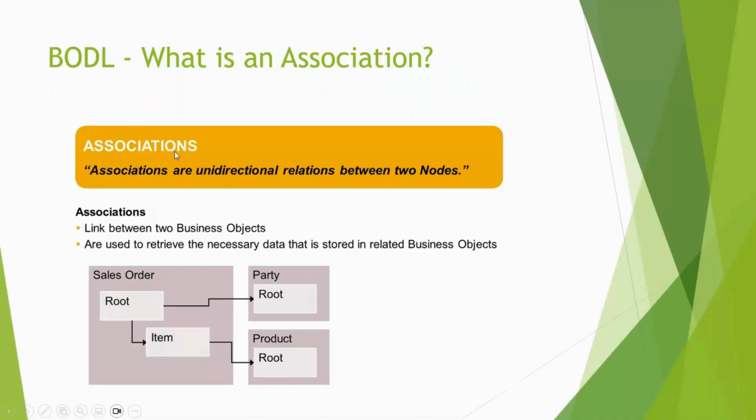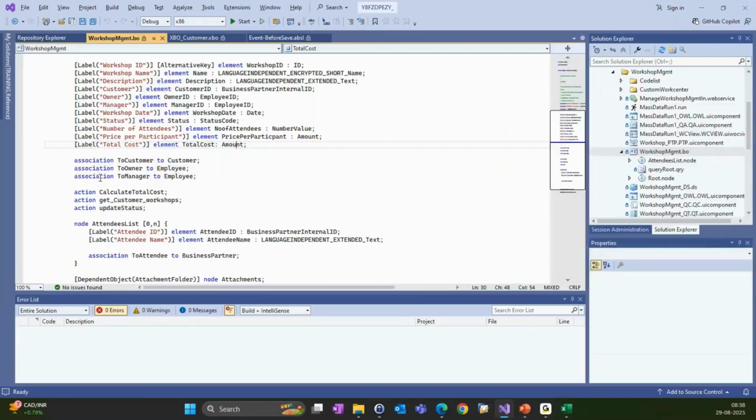And then associations. It's a unidirectional relationship between two nodes, as I said. Let's say we want to link two business objects together. From the lead we want to refer to a customer object. If you want to create all the required fields like customer ID, name, all those things in a lead, it will take more fields. The customer object is already there, so why create those fields again in a lead? So simply we can use this term association.